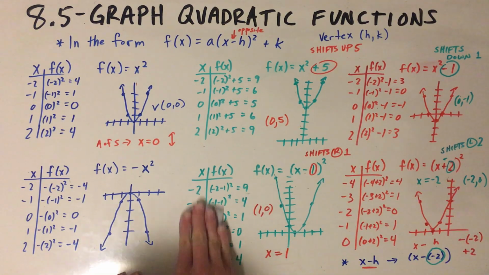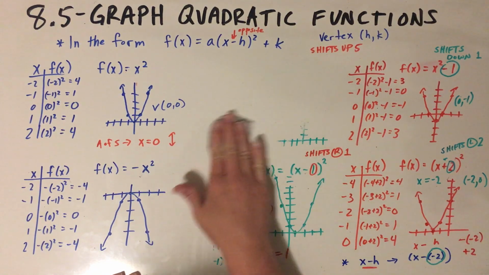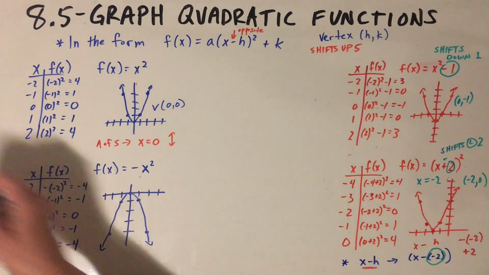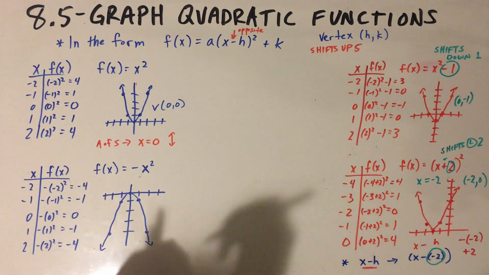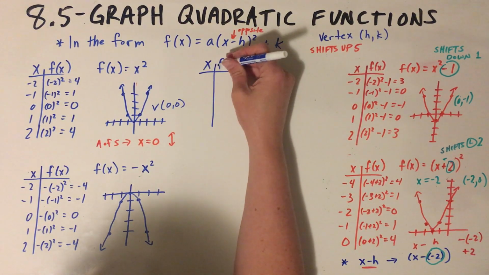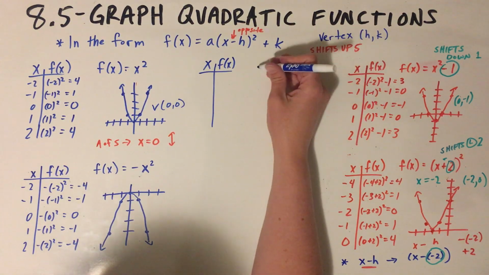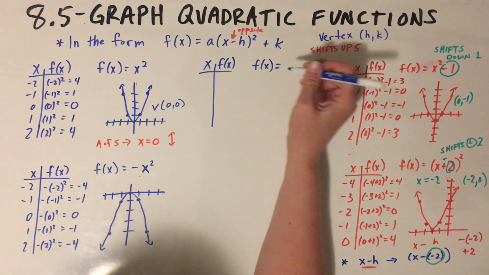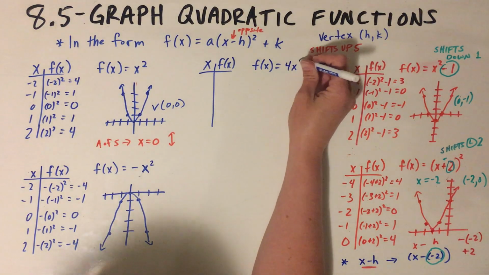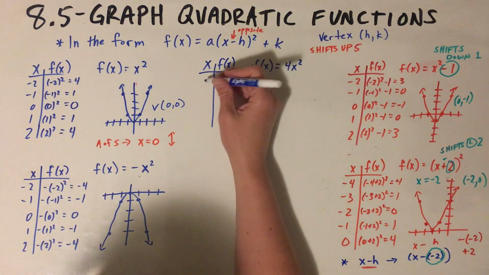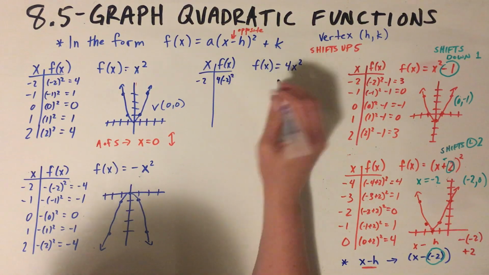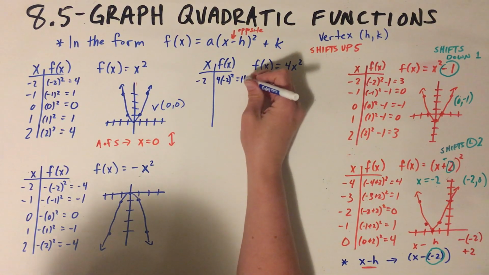Okay, so I'm going to erase these middle ones, and let's see what happens if we change the value of a. Let's say this function here, we'll make a table for it too, just so you can see what's happening. Let's say the function that I want to graph has a positive 4 as the a value. If I plug in negative 2, negative 2 squared is 4, times 4 is 16. So I get 16 out of here.